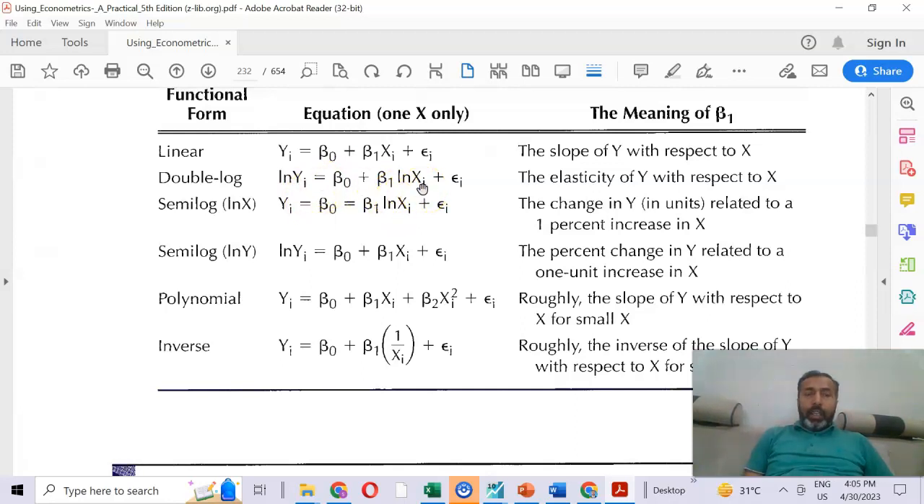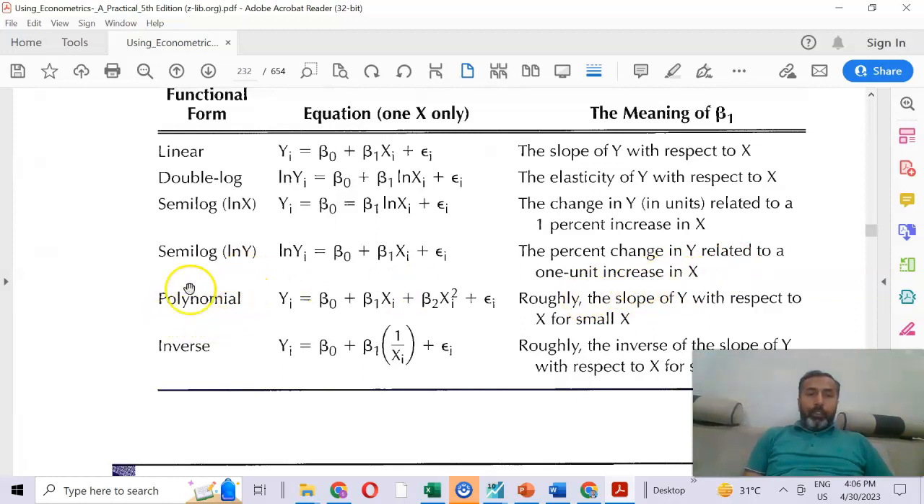In simple words, in the double log equation form, we shall interpret beta 1 as the percentage change in y due to a 1% change in x. Then the semi-log form may be, if the dependent variable is not in log form and the independent variable is in log form, or the dependent variable is in log form but the independent variable is not in log form. Their interpretation will be the change in y related to a 1% increase in x, and the percentage change in y related to a 1 unit increase in x.